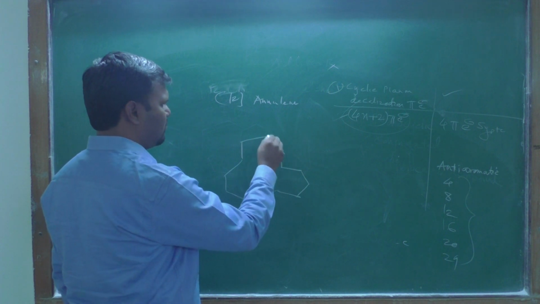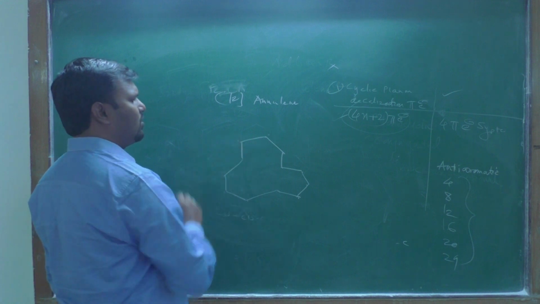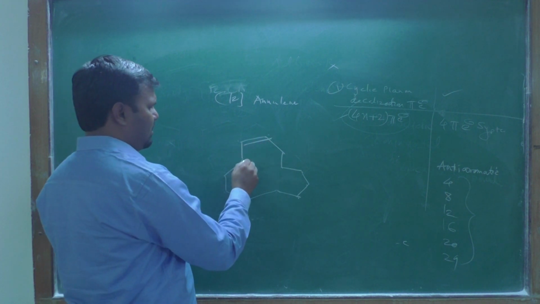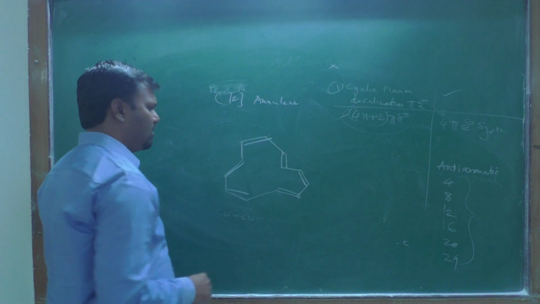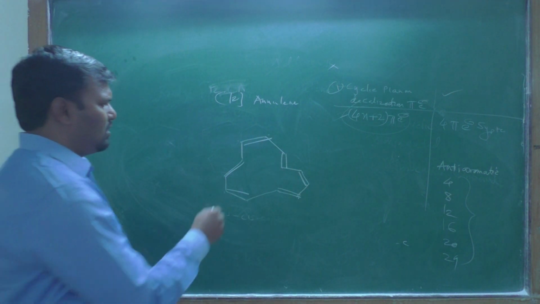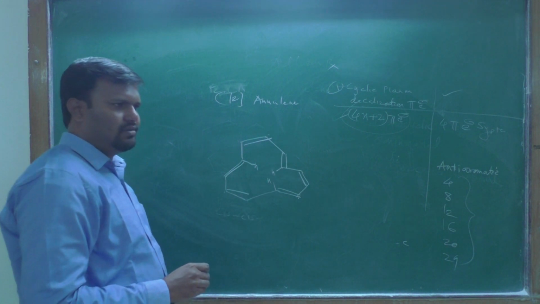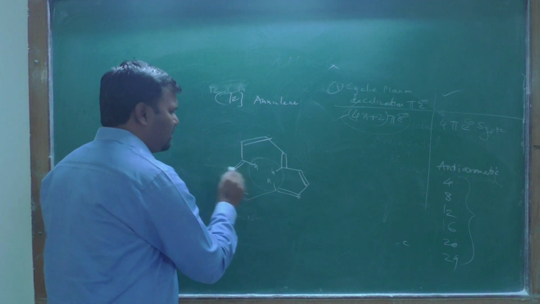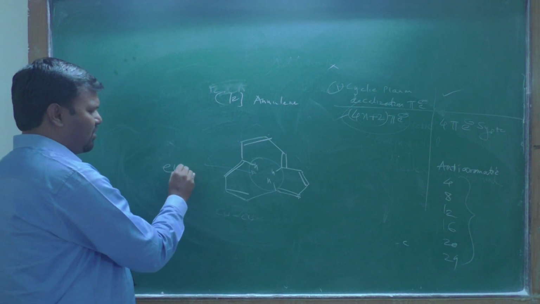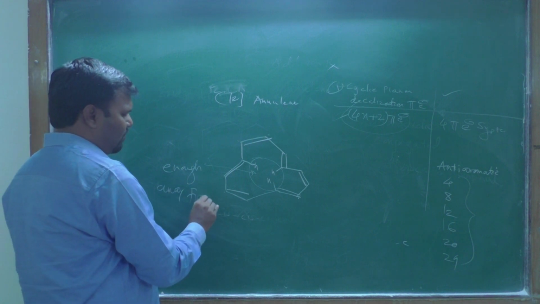Okay, 1, 2, 3, 4, 5, 6, 7, 8, 9, 10, 11, 12. 12 carbons are there, with alternate double bonds. One of the important things regarding this annulene: as in the 10 annulene system, the inside hydrogens are enough away from each other, apart from each other.